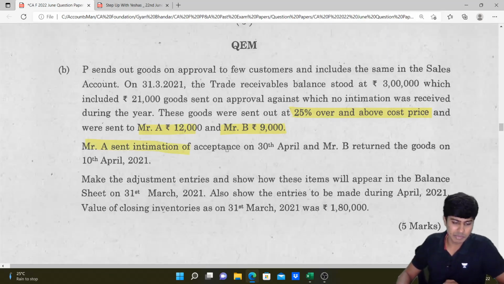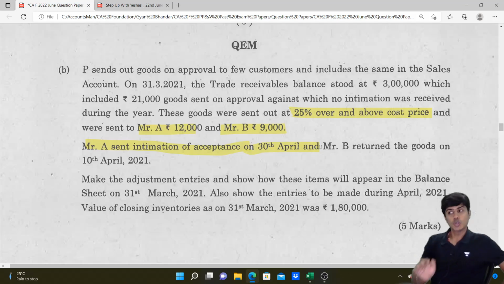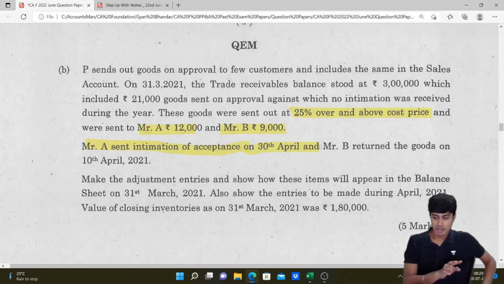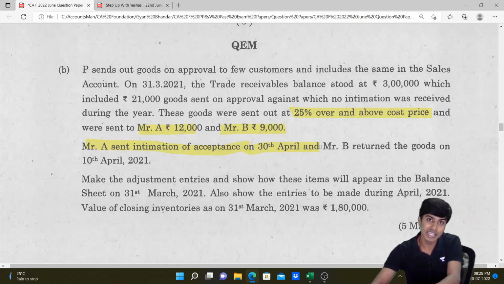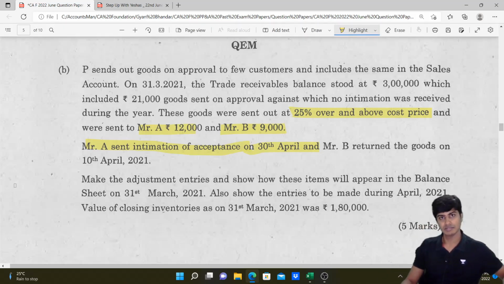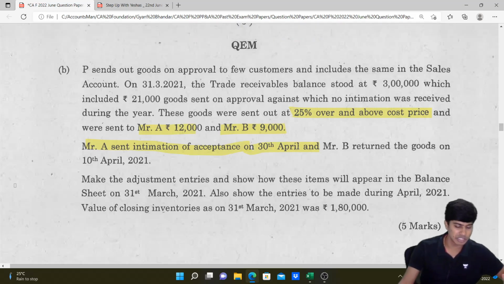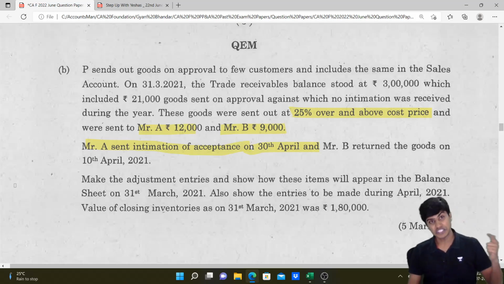Then what's happening? Mr. A sent intimation of acceptance. Mr. A accepted, but when? 30th of April. Our year end is 31st of March. So on 31st of March, we have to reverse. Next year, May, beginning date, he has accepted. When has he accepted? In the subsequent year, end of the first month, he has accepted how much? Entire goods.